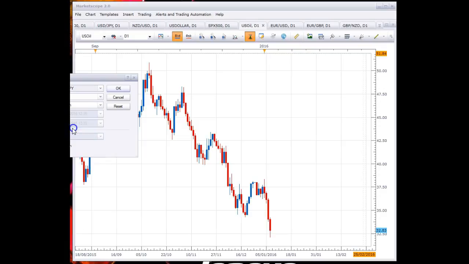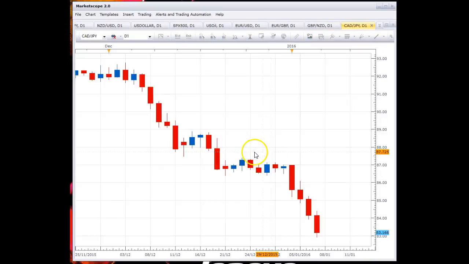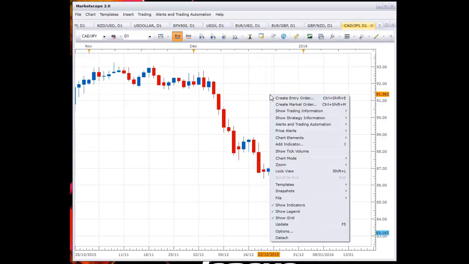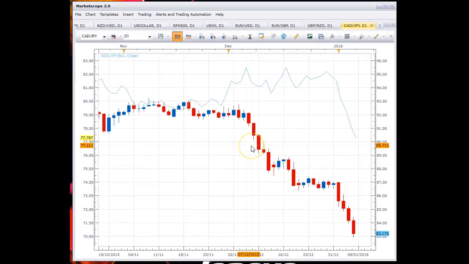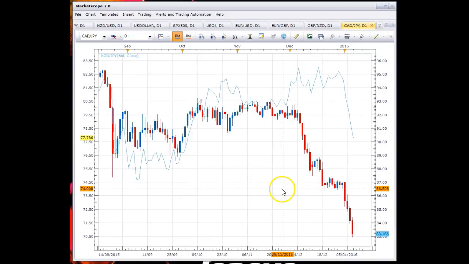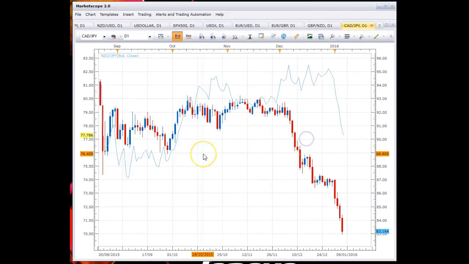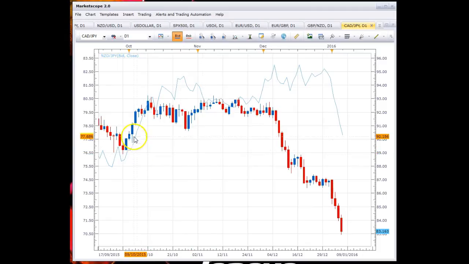So if we pulled up the CAD yen, for example, we'll see that there is actually a correlation between this and the Kiwi yen. I'll show both of them to you because they do have a correlation to the general risk sentiment in the yen crosses. So I'll give you both on the same chart. The thin light blue line is the overlapped chart of the Kiwi yen, and the candlesticks are for CAD yen. This is a daily chart.